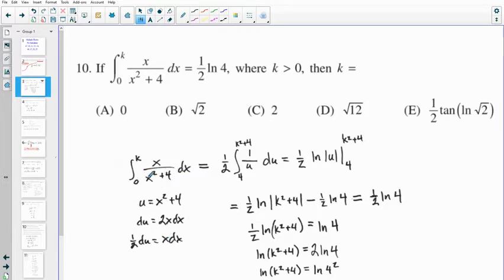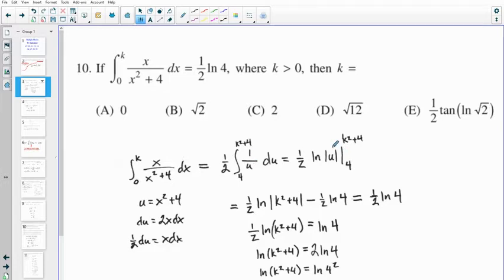Let U be the denominator. Du is a multiple of the numerator, and so we end up off by a factor of 1/2. The way that I recommend you do these is to also change your limits of integration. This was x equals 0, and so u is going to be 0 squared plus 4. This was x equals k, and so the new u value is k squared plus 4. Pretty simple antiderivative. I just left the 1/2 on the outside.